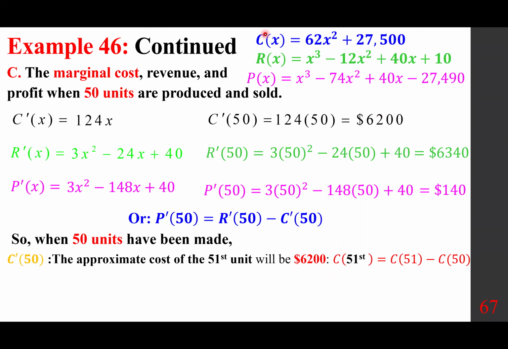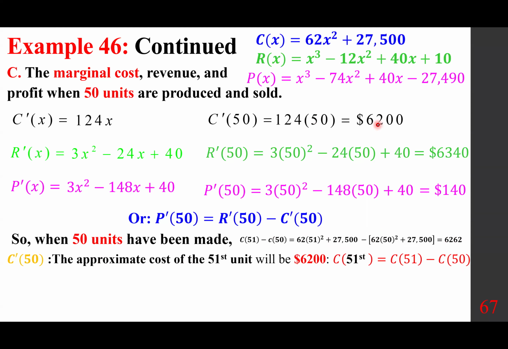You go to the cost function, you plug in 51, minus 50, that would be the cost for the 51st unit. So C of 51 minus C of 50. So let's do that, which means 62 times 51 squared plus this number minus 62 times 50 squared plus this number. You get 6,262. So take a look. These two numbers are not the same. We didn't say it's the cost. We say it's an approximate cost. But notice they're fairly close. Normally this is a lot easier to calculate.